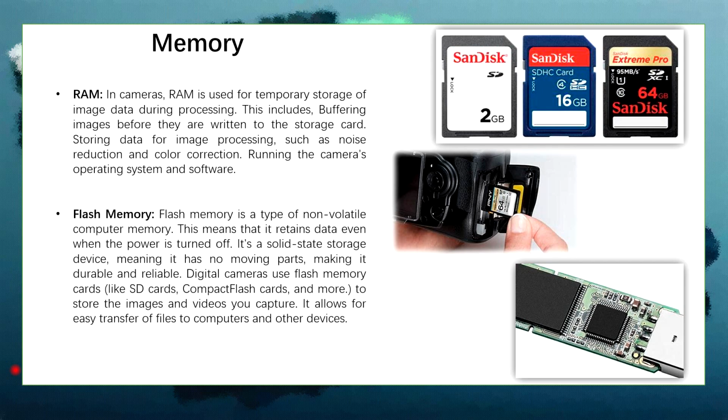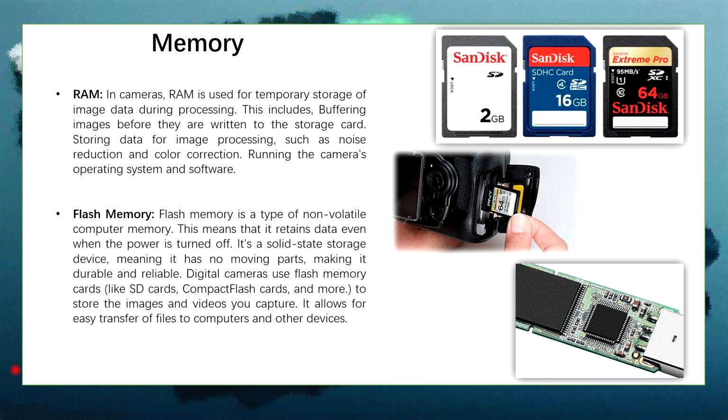Memory, as RAM and flash memory, as we mentioned before. In cameras, RAM is used for temporary storage of image data during processing. This includes buffering images before they are written to the storage card, storing data for image processing such as noise reduction and color correction, and running the camera's operating system and software.